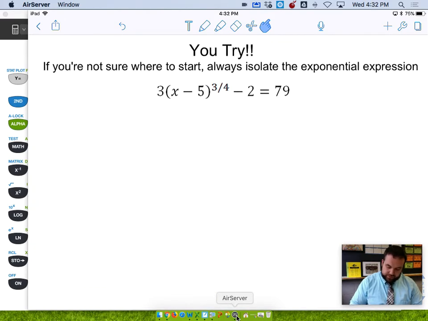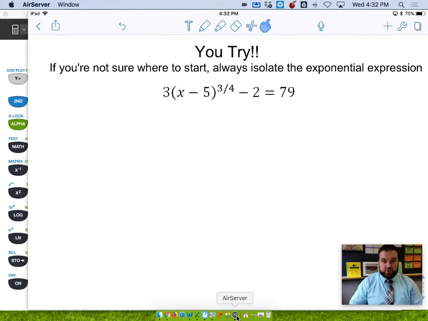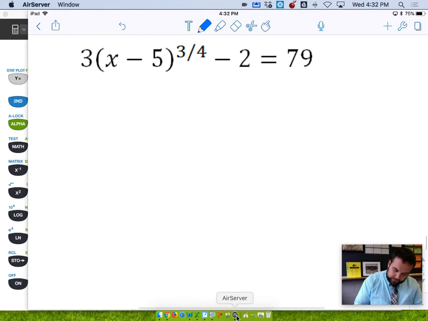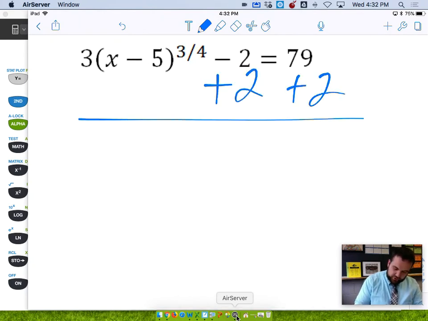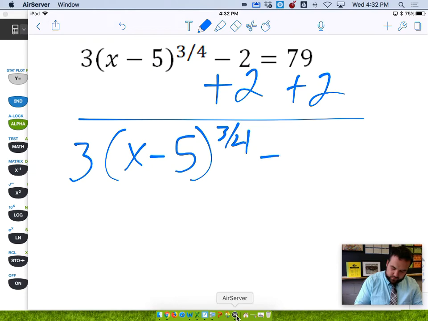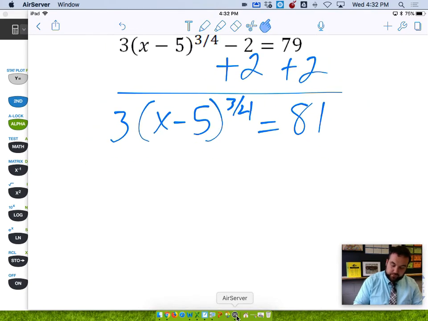So go ahead and pause this, see if you can give this problem a shot. Note that there is stuff outside the parentheses, so we're going to have to deal with that first. Specifically, I'm going to add the 2 first, because when we're dealing with algebra, we want to do any adding or subtracting. We're basically going in reverse of PEMDAS. So I want to add or subtract before I multiply or divide. So I'm going to add 2 to both sides.